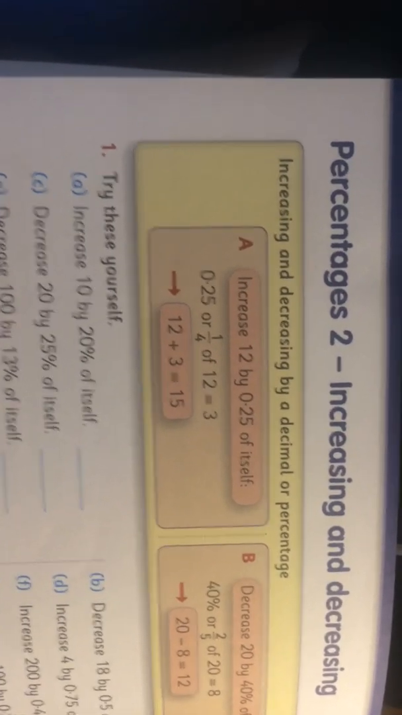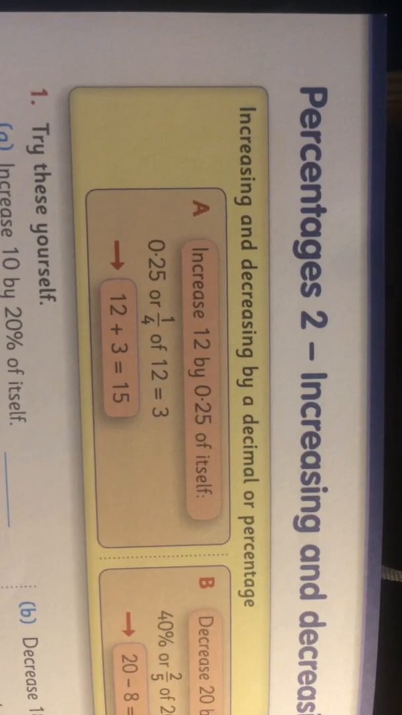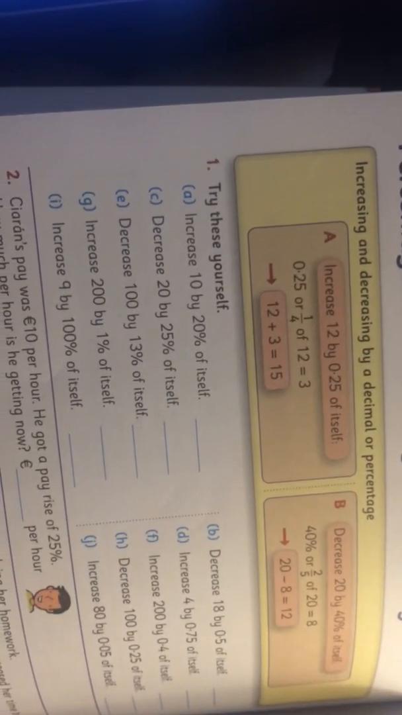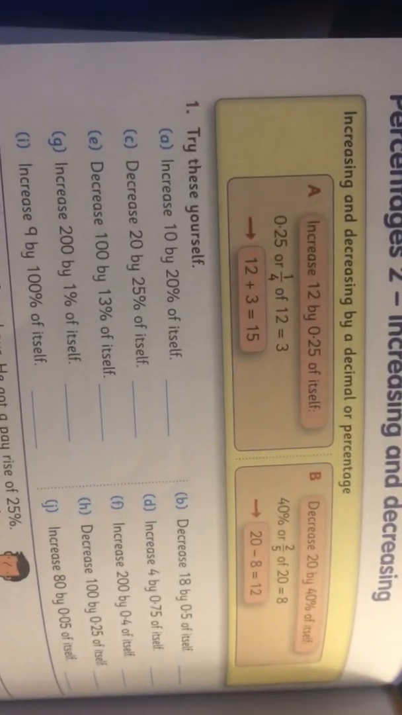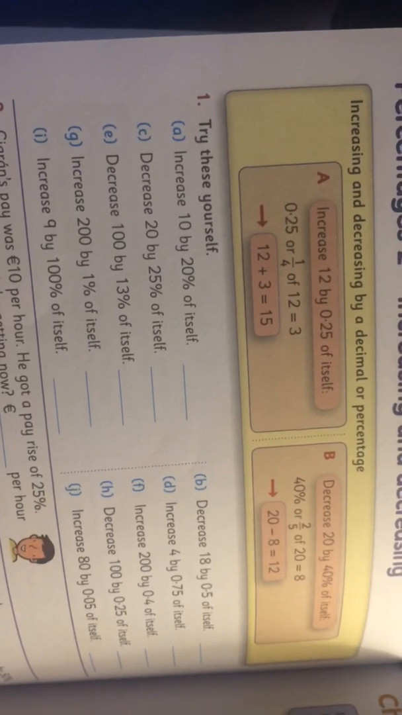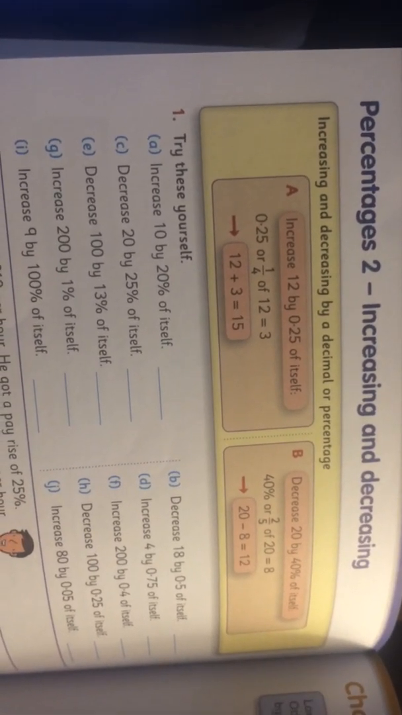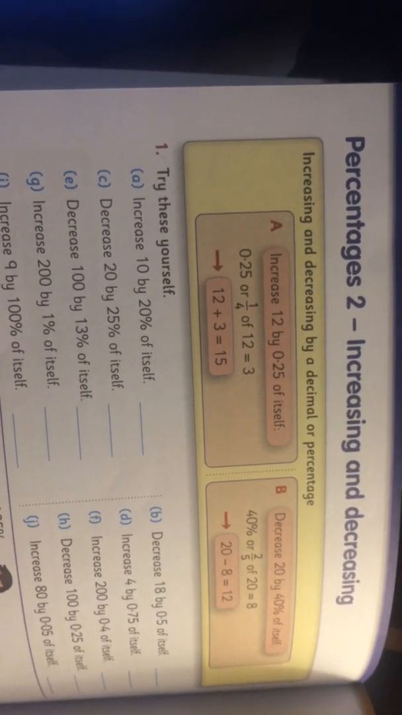So let's have a look here first of all at A. It says increase 12 by 0.25 of itself. We know what 0.25 is, don't we? It's one of our regular things that we know. 0.25 is equal to a quarter. So there are two things you're being asked. You're being asked to find a quarter of 12 first, and then if you're saying increase, you have to add it to the original number.